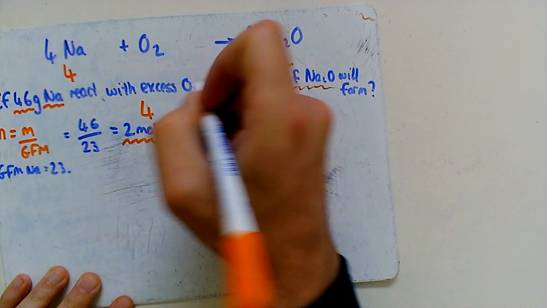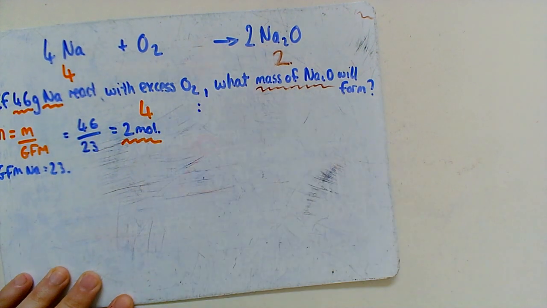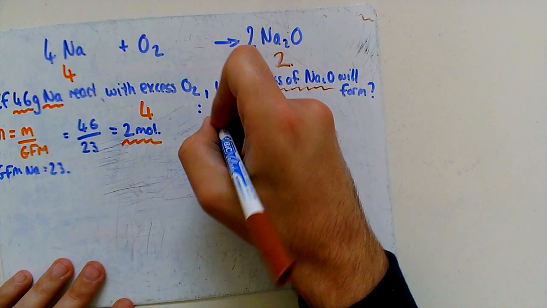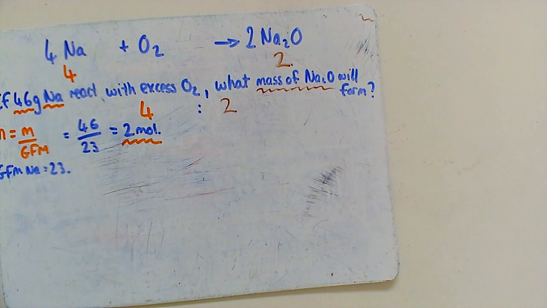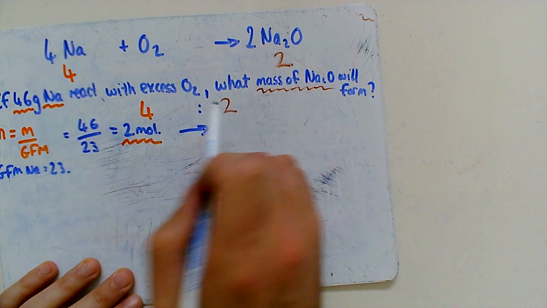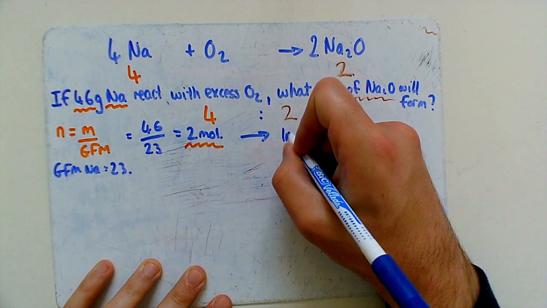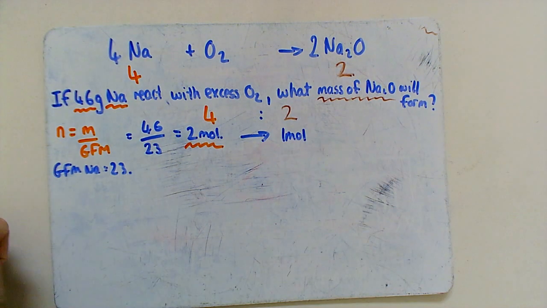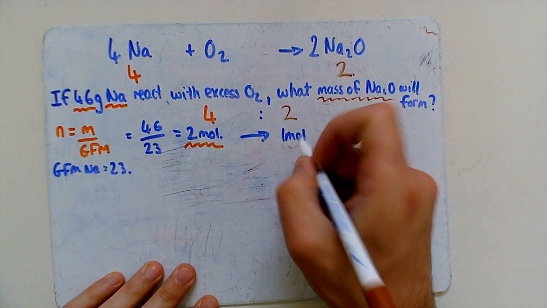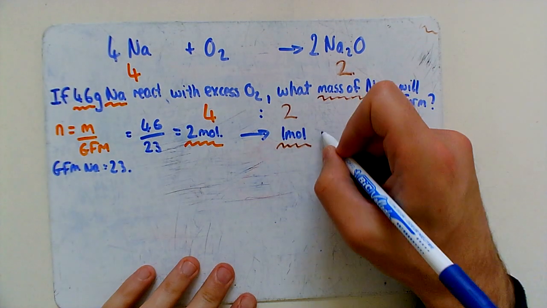Now we know that the molar ratio is 4 to 2. So if we have 2 moles, we're going to need to divide by 2. Which gives us 1 mole. So we are going to produce 1 mole of sodium oxide.